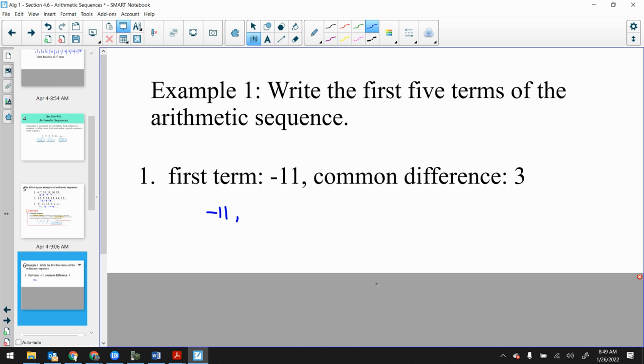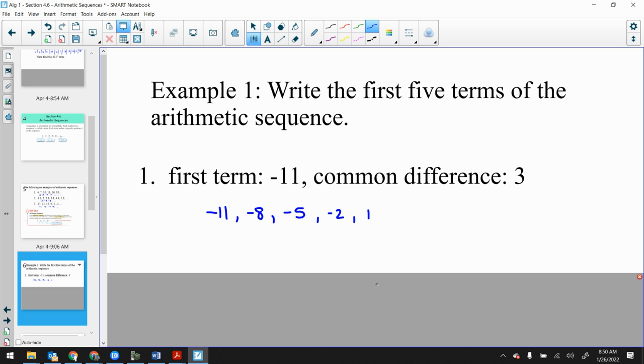Negative 8. Please don't say negative 14. Even though I'm using the word difference, do not subtract. A common difference is really telling me how much it's going up or down by. Positive means it's going to go up. Negative means it's going to go down. So this is going to go up in value to negative 8 and to negative 5. How many did we need to do? 5 terms? 1, 2, 3, 4, 5. Keep adding 3 each time. Negative 11 to negative 8, negative 8 to negative 5, negative 5 to negative 2, negative 2 to positive 1.